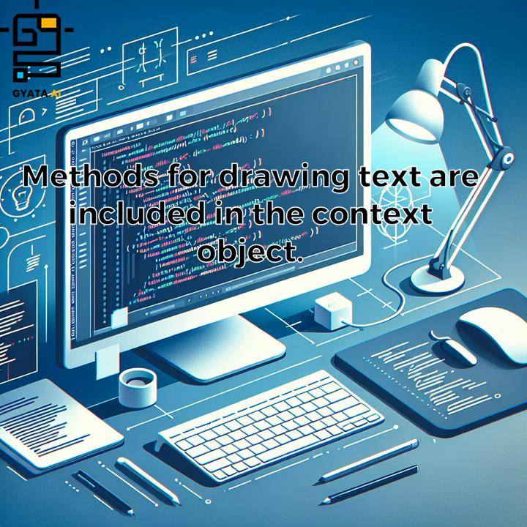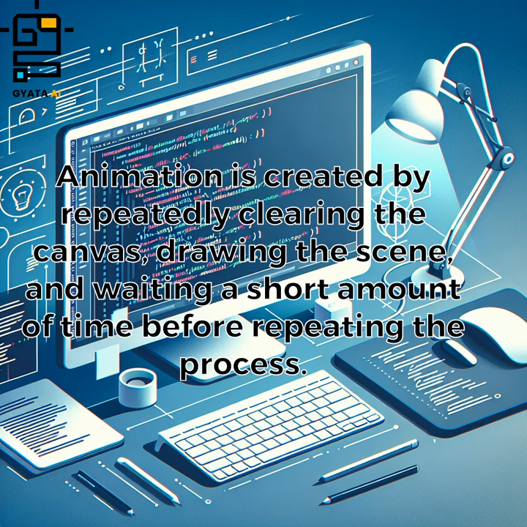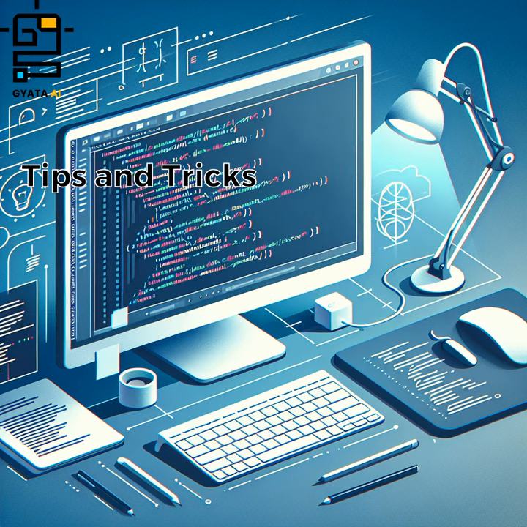Text and images. Methods for drawing text are included in the context object. Images can be drawn onto the canvas, and image data can be manipulated. Animation. Animation is created by repeatedly clearing the canvas, drawing the scene, and waiting a short amount of time before repeating the process.